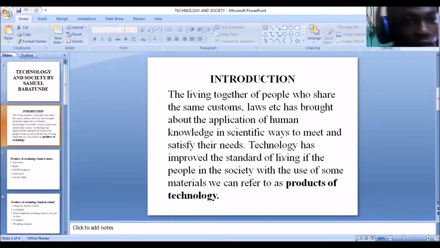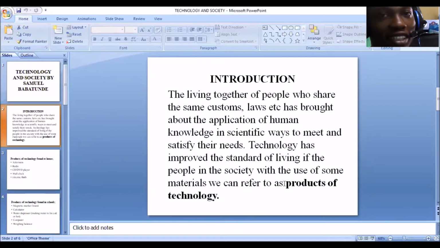Technology has improved the standard of living of the people in the society, with the use of some materials we can refer to as products of technology. The word technology is actually visible. It's not just a concept. Everywhere around us, we see technology. These materials that we see and call technology are referred to as products of technology. It is these gadgets that enable us to believe that yes, truly there is technology. Without materials like your phone and computers, you wouldn't believe there is technology.